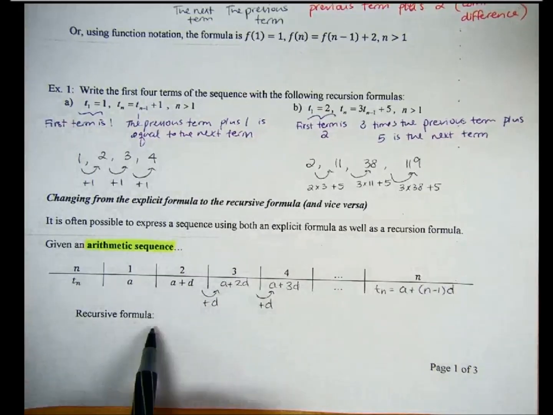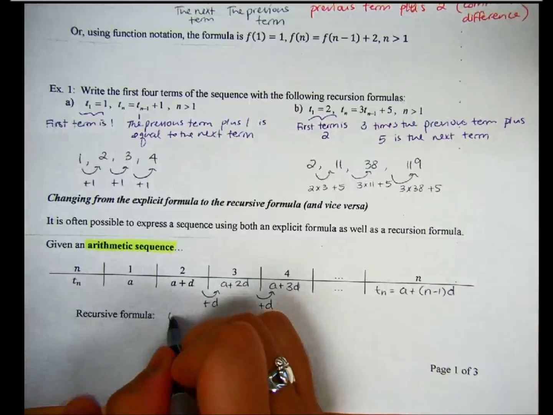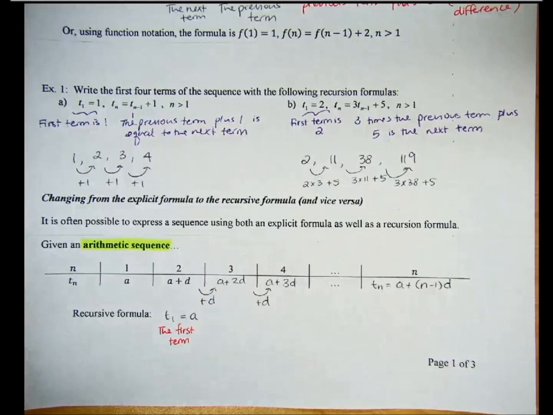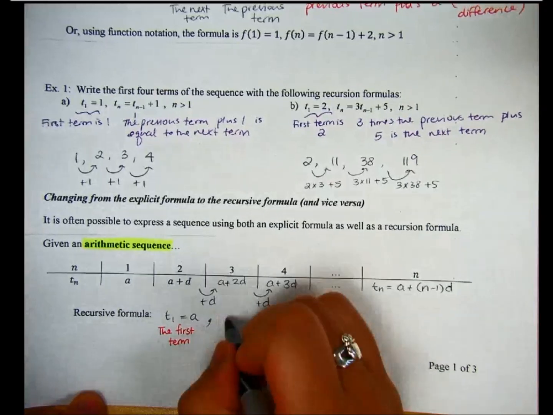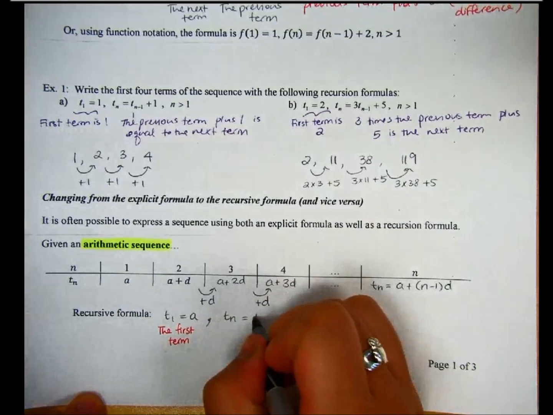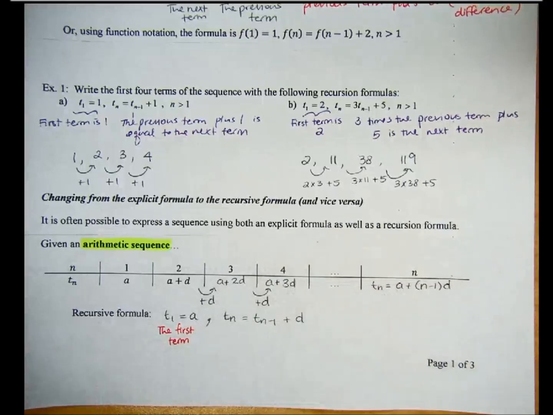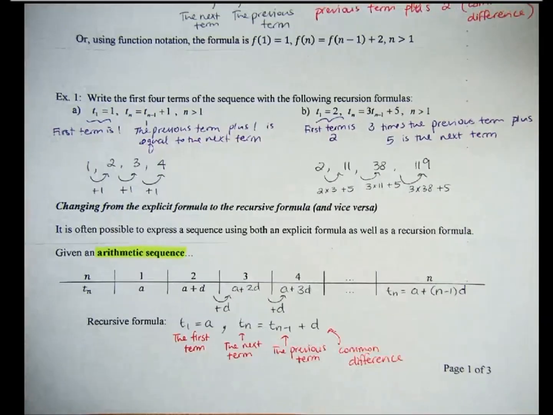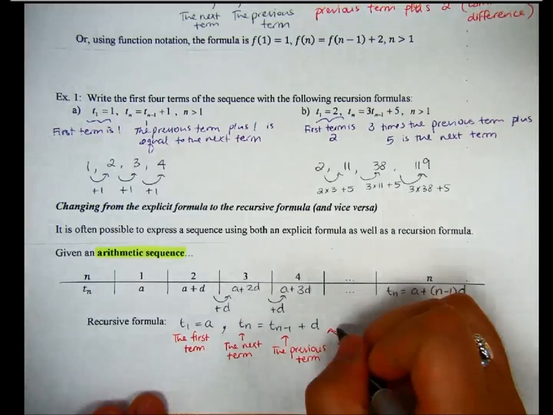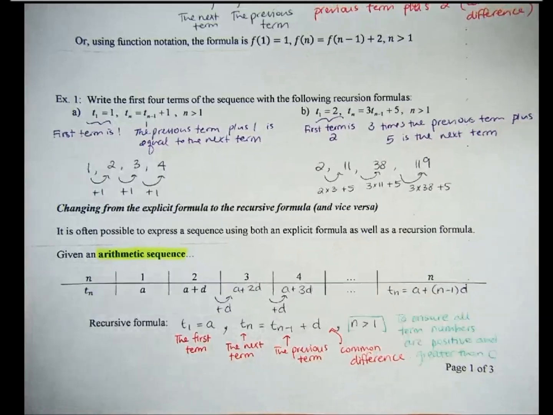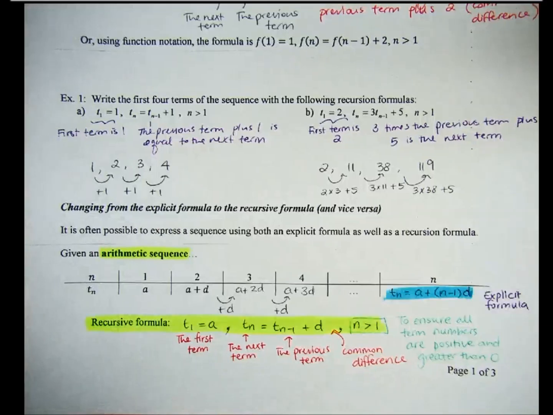So as the recursive formula, we would just need to write down that the first term is equal to a, and every subsequent term is going to equal the previous term plus the common difference d. And don't forget the restriction on n. It has to be greater than 1, just to make sure that the term numbers are whole numbers. Okay, positive, greater than 0.